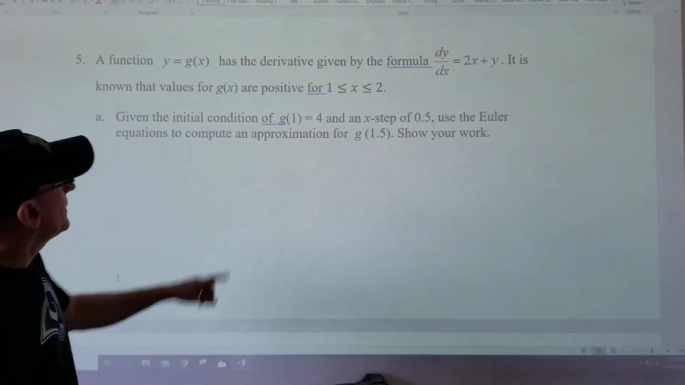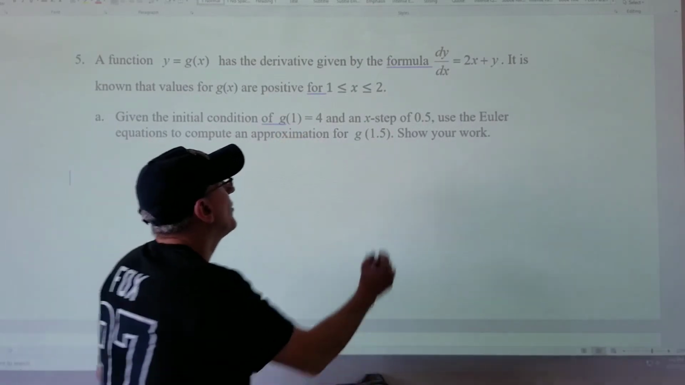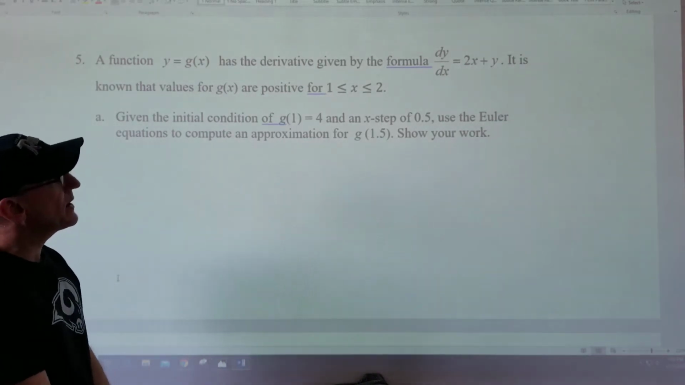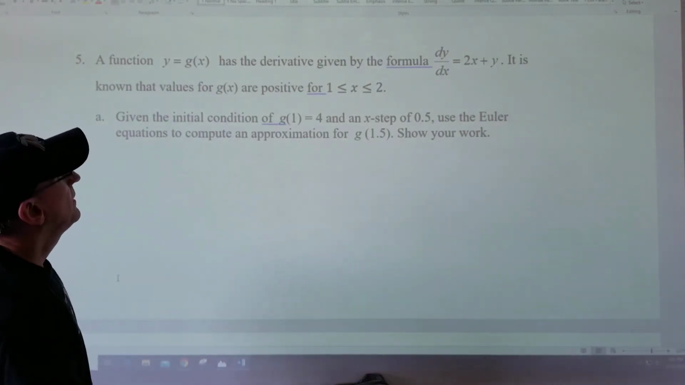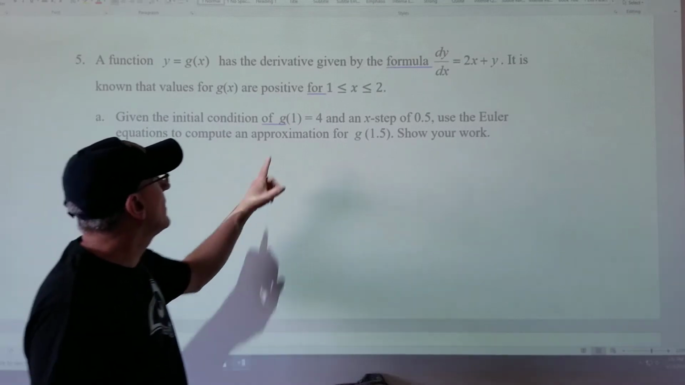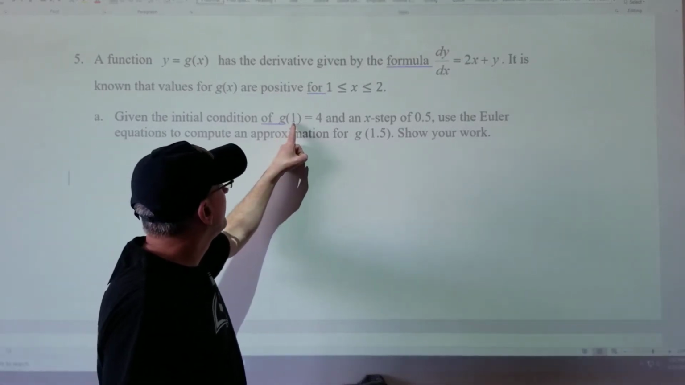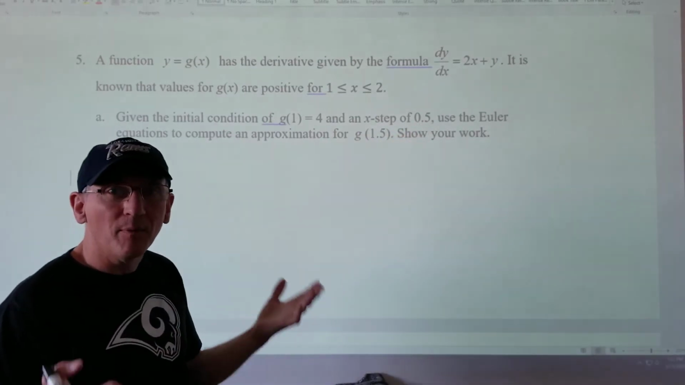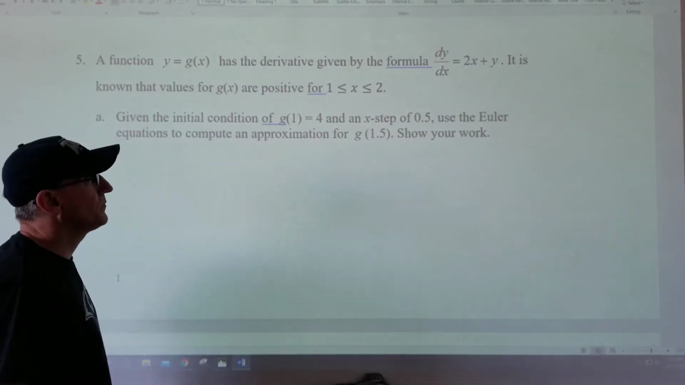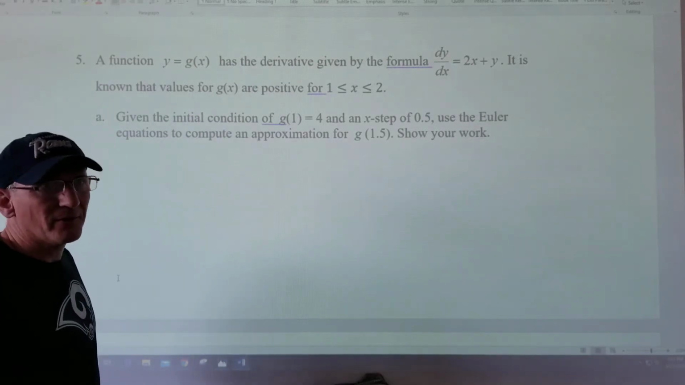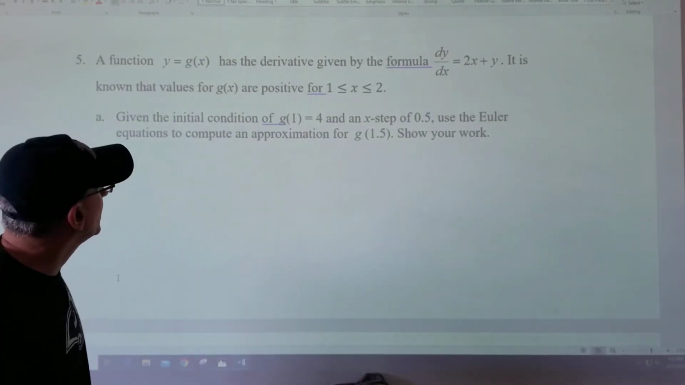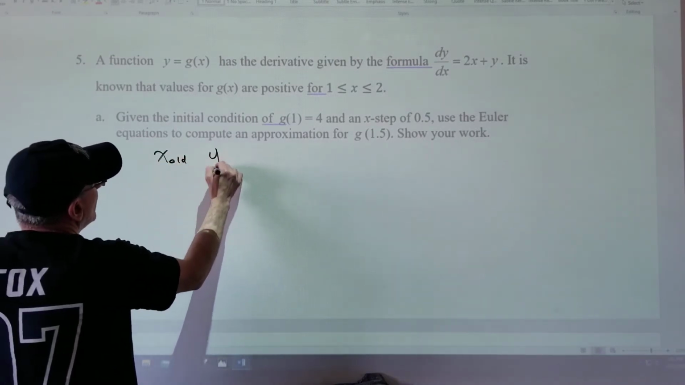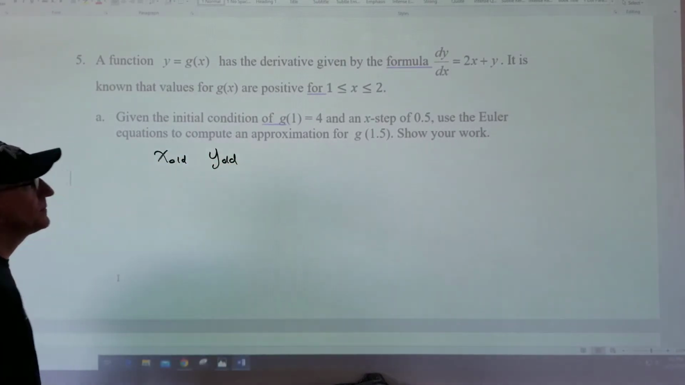Now, given the initial condition, g of 1 equals 4, and a step of 0.5, use the Euler equations to approximate g of 1.5. By the way, how far is it from 1 to 1.5? It is 0.5. So this is a one-step Euler solution, which basically means it's just a sort of tangent line approximation. But let's just go ahead and do it like an Euler. Write down a table. You can see this in one of my other videos.